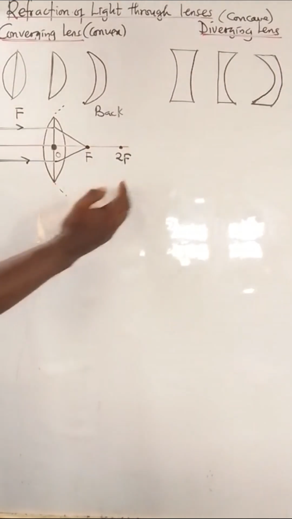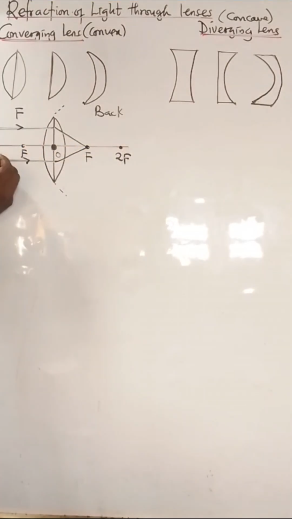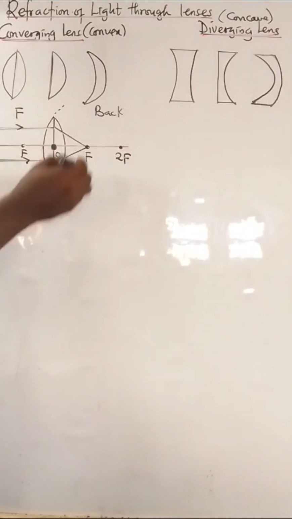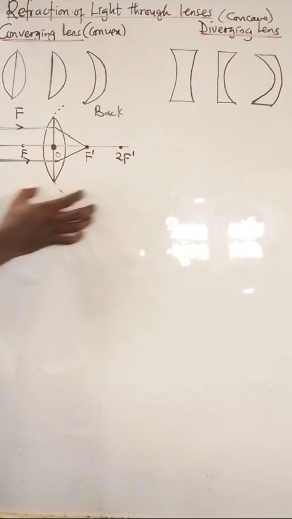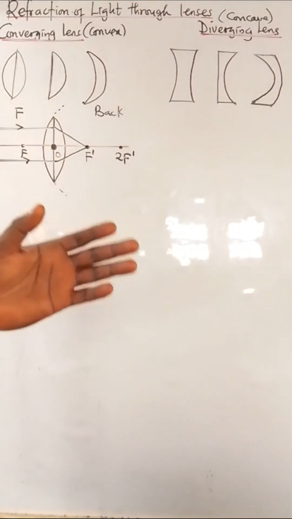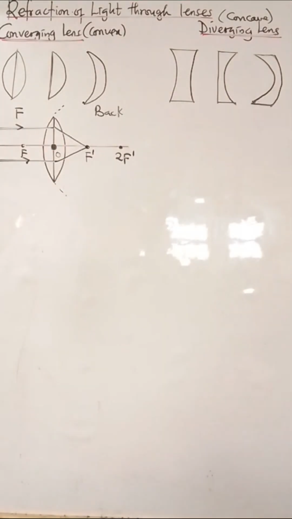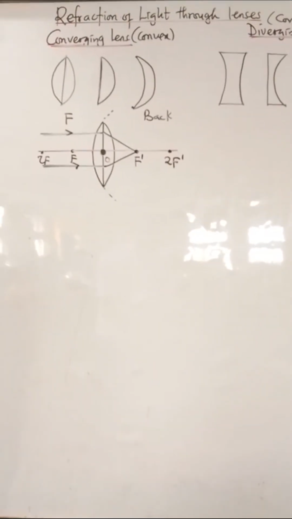If we have it at the back, we also have it at the front too. So here is F, this is also F, and this is 2F. The one at the back, we use this symbol to differentiate. This is the back, this is the front. Where the rays are coming from is the front, while this is the back. So depending on where you place the object, we will get different images.